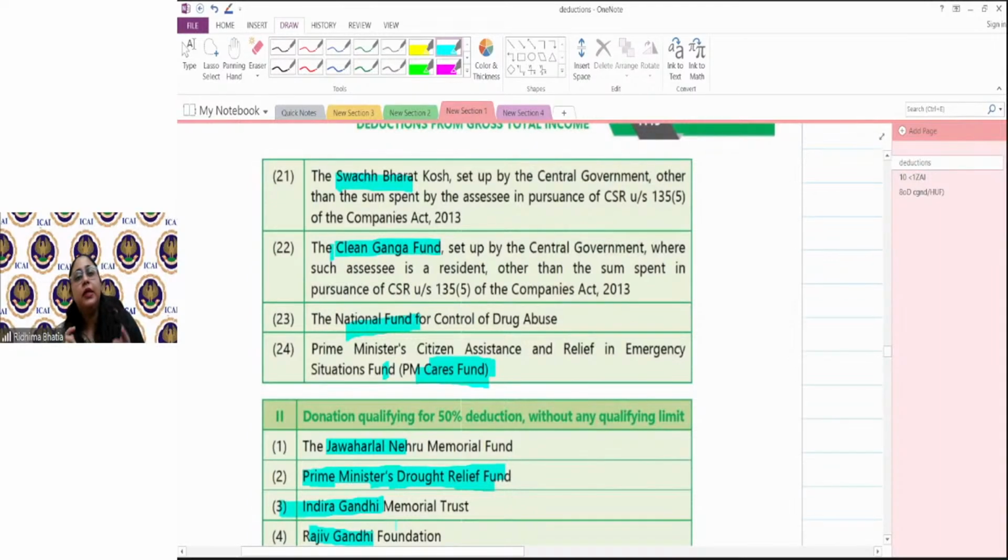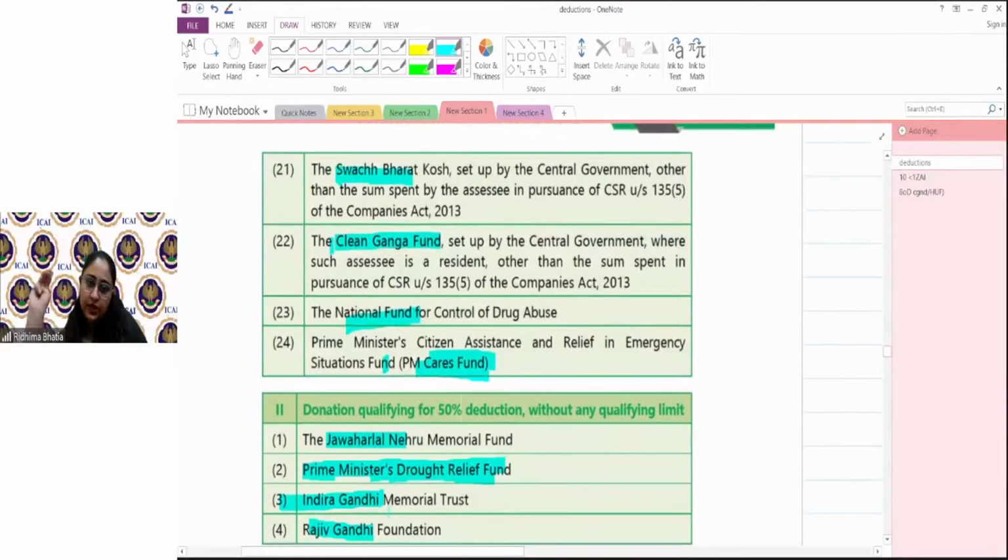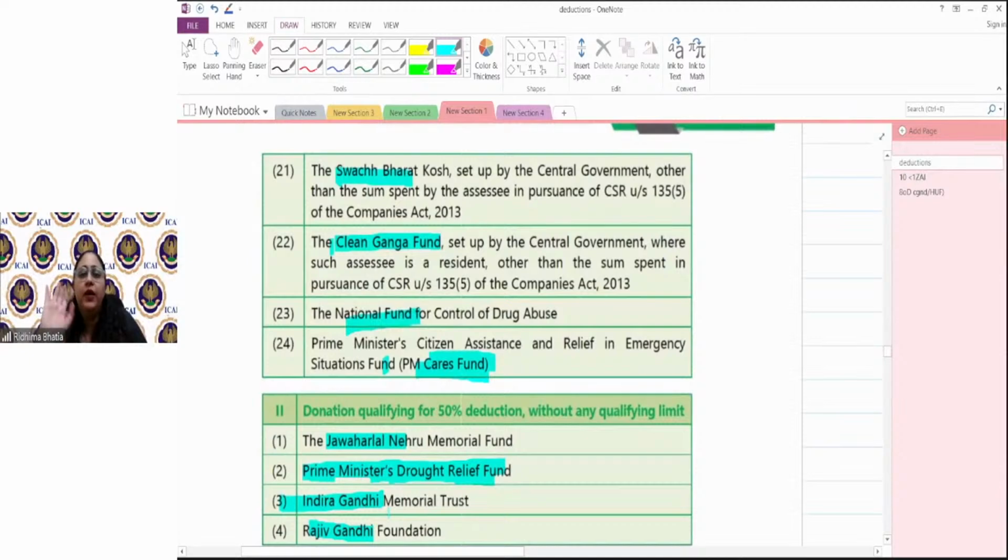Okay. So can I now say that any national, chief minister, etc., fund would go under the 100% category, provided only 4 funds are there in my 50% category: the Nehru Family Fund, Jawaharlal Nehru, Indira Gandhi, Rajiv Gandhi, okay, and one Drought Relief Fund, that's it. Apart from that, any Prime Minister related fund, any national related fund, some national issue related fund, army related, Ganga related, Swachh Bharat related, that is the 100% category.